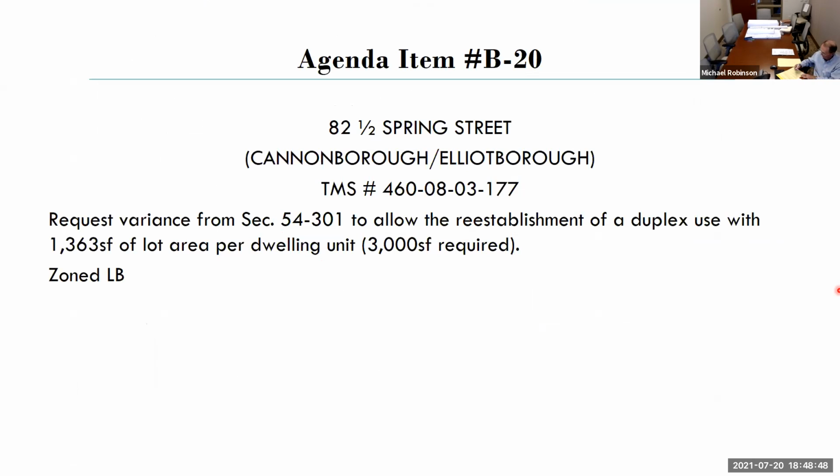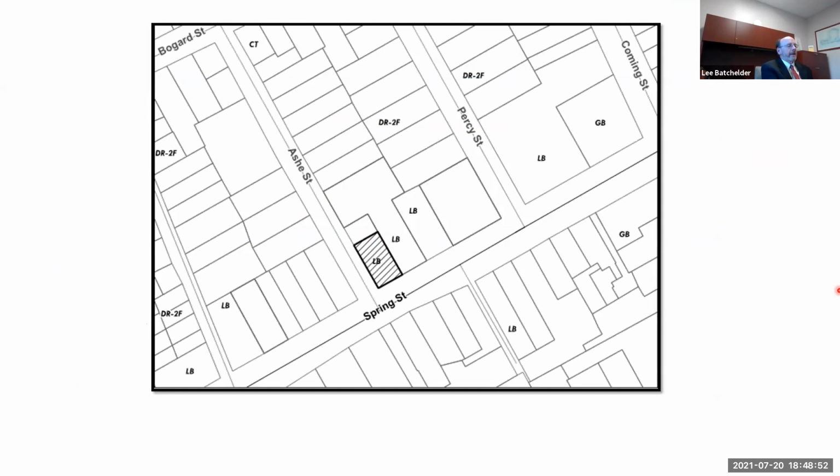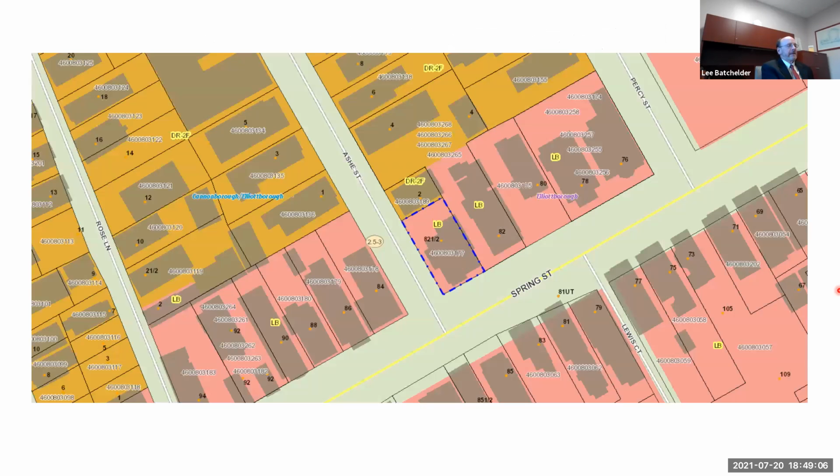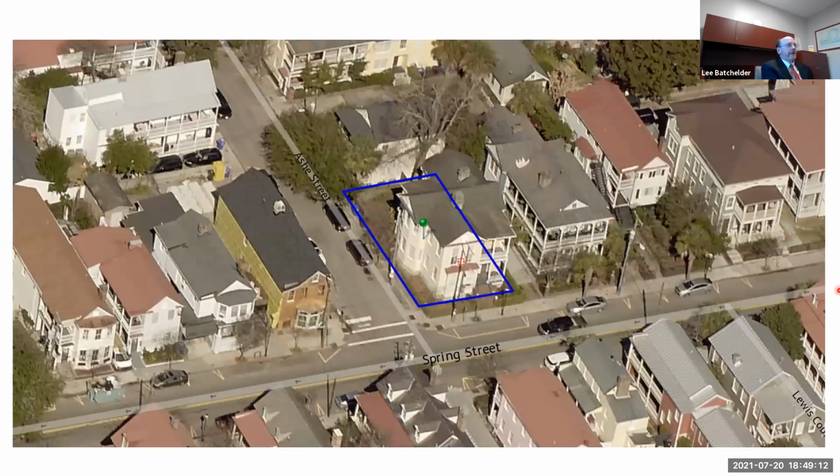Mr. Batchel: 82.5 Spring Street is located on Spring Street at Ash Street. It's on the corner. It's zoned limited business, like all the other properties on Spring Street in that area, on both sides of Spring Street. And the zoning map shows that limited business zoning. This is a view of the house that exists today.